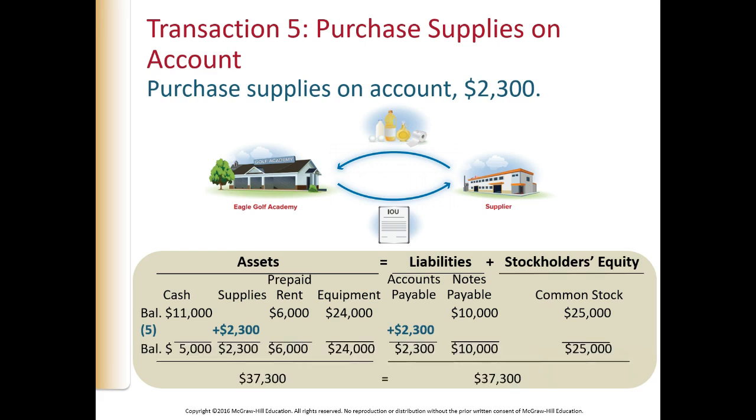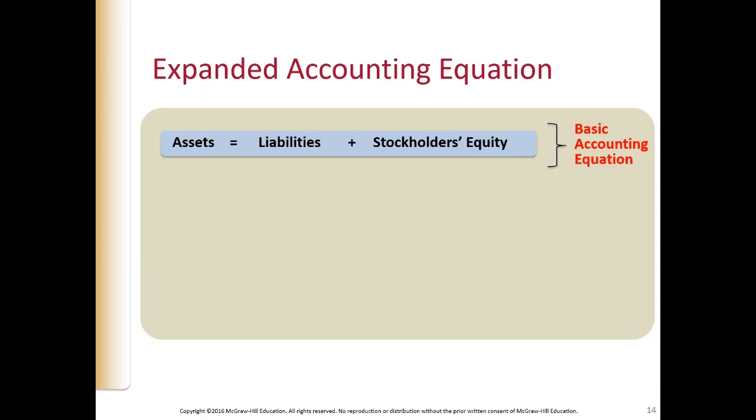So you can see assets went up now to a total of $37,300, and that's also the amount we have on the right side. Our liabilities now total what? $12,300. Stockholders' equity is still $25,000, and they total to $37,300 also.